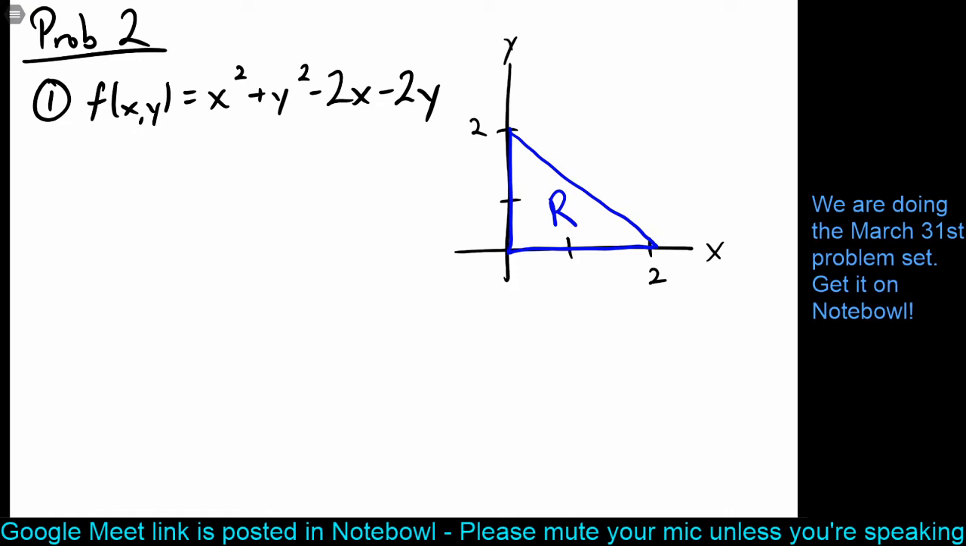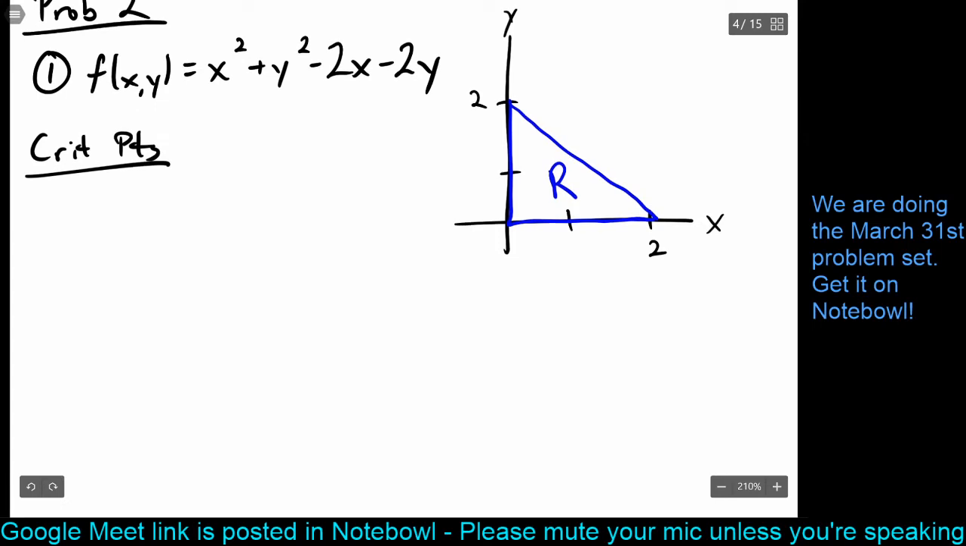Okay, so let's start by finding the critical points. To do this, we just, again, take the gradient, like last time. Gradient of f. Differentiate this with respect to x. So we're going to get 2x minus 2. Differentiate this with respect to y. And we're going to get 2y minus 2.